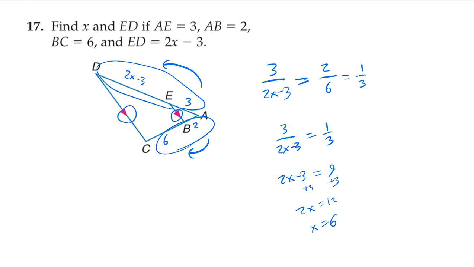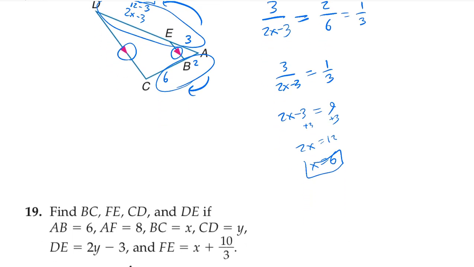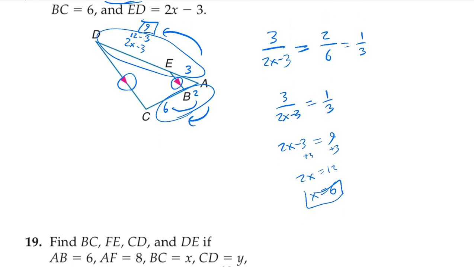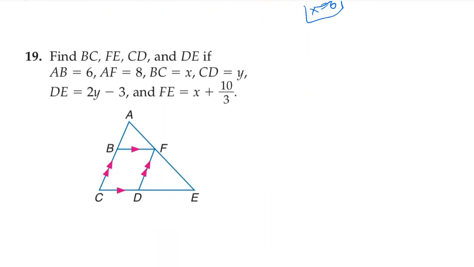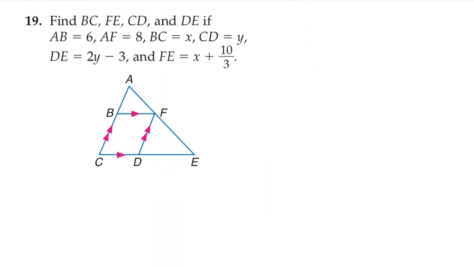Let's plug it back in because it asks us to find ED. So times by 6, we get 12 minus 3. We get 9. Okay, so x was 6. ED was 9. All right, and that makes sense because 3 times 2 is this, 3 times 3 is 9. So that worked out. Okay, find all these measurements if.